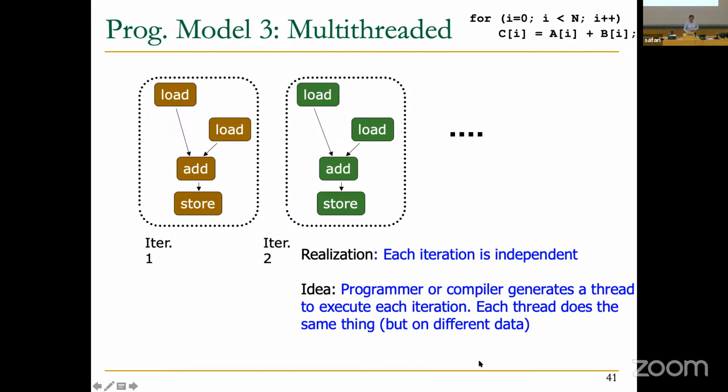Programmer or compiler generates a thread to execute each iteration. Each thread does the same thing in this particular case, but on different data. Sounds good. You can execute this in a multiprocessor also, right? You can basically say each iteration goes to a different core, and all of the cores execute, and of course in the end you need something to make sure that everything is done. So this can be executed in a multiprocessor nicely, and if you have 1 million iterations, 1 million of them can go to 1 million different cores. Sounds good. And cores can be very simple potentially, right? That's the beauty of potential multiprocessors.